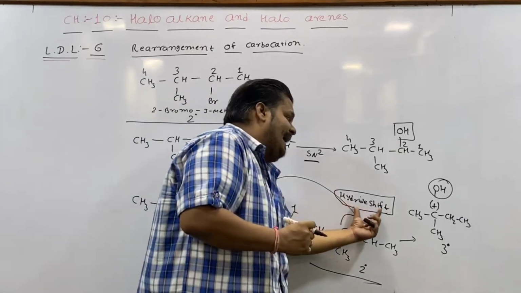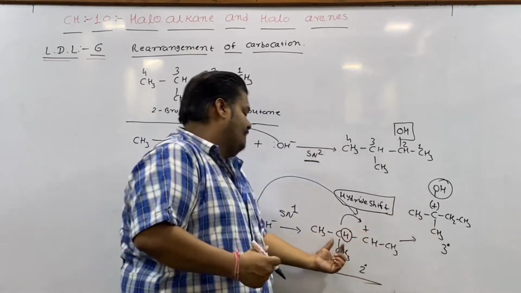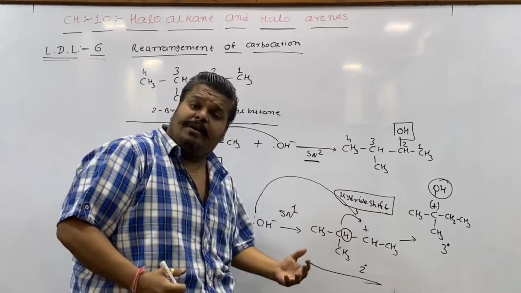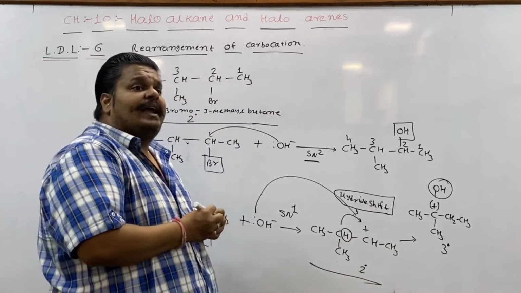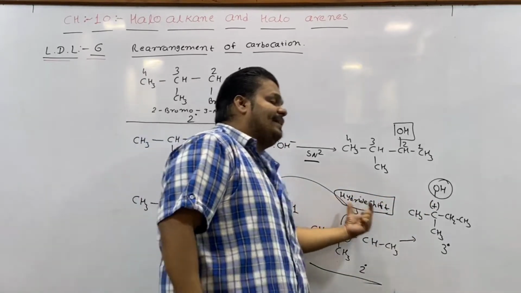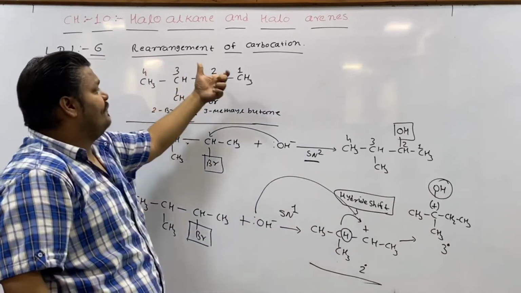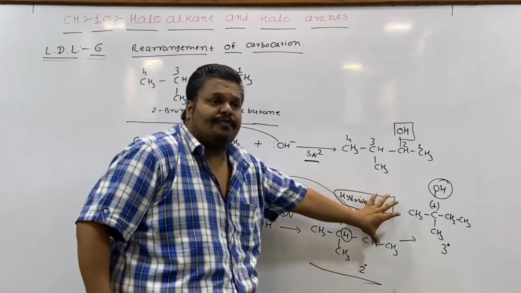The shift is called hydride shift, and it is due to the stability of a carbocation. That means the tertiary carbocation is more stable than a secondary one, and if possible, the reaction will tend to attain stability and produce a tertiary carbocation from the secondary carbocation by hydride shift. Here we are discussing the rearrangement of carbocation. SN1 tends to produce a rearrangement of carbocation.